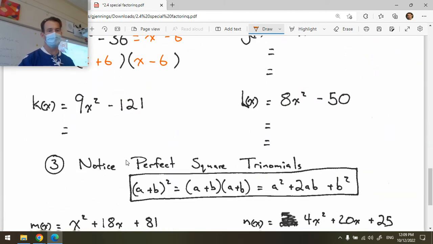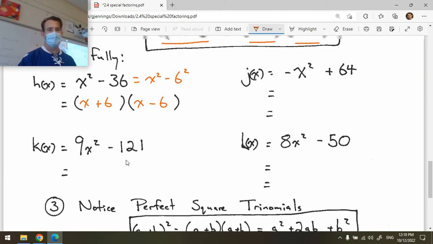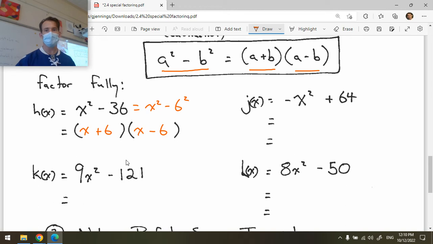Let's go down. Keep going. So some more differences of squares as examples. How are we going to deal with this one? Negative x squared plus 64. Is that even a difference of squares? I would love to be able to use this pattern, but it's not really set up in the same way, is it? I have a negative square plus a square. Is that a difference of squares?